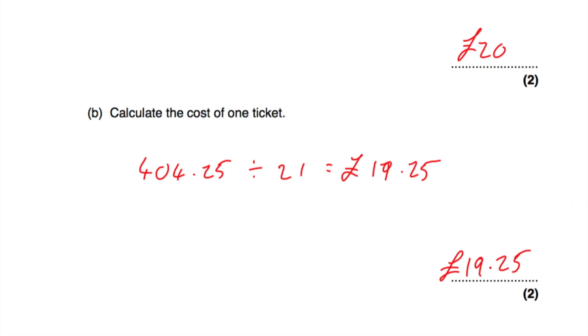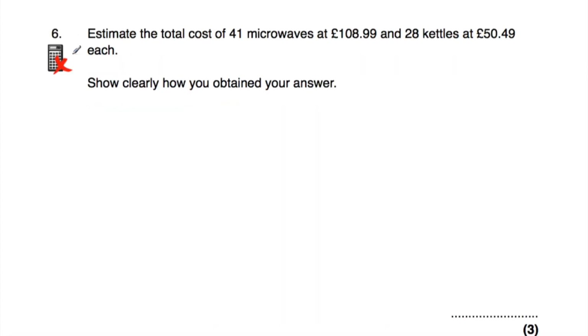Okay, let's have a look at our next question. Question number 6 says, estimate the total cost of 41 microwaves costing £108 and 99p and 28 kettles costing £50 and 49p each. Show clearly how you obtained your answer.